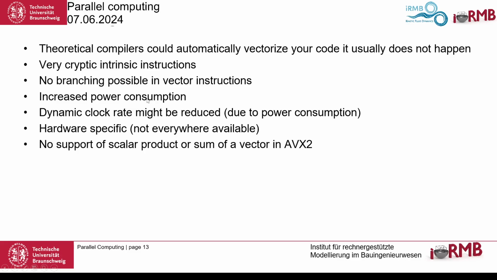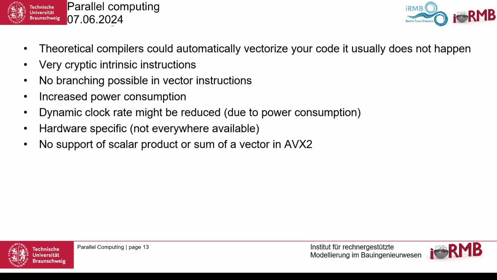Then there are other things that may be a little bit strange. Your computer uses a lot of power when it does this, and many processors have dynamic clock rates. When they consume more power, they downregulate the clock rate, which means they potentially become slower when you do vector operations. You don't know, maybe depending on the weather. And of course it's not available everywhere.